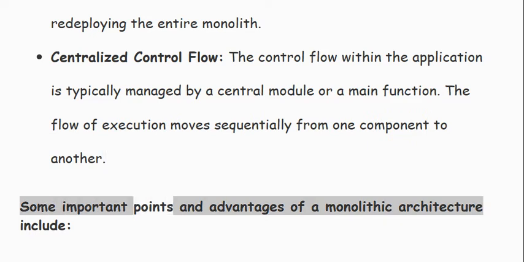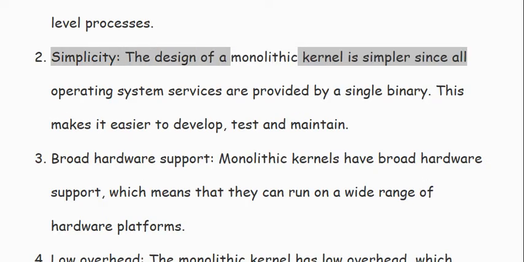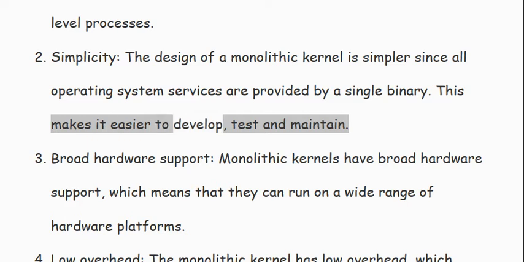Some important points and advantages of a monolithic architecture include: high performance. Monolithic kernels can provide high performance since system calls can be made directly to the kernel without the overhead of message passing between user-level processes. Simplicity. The design of a monolithic kernel is simpler since all operating system services are provided by a single binary. This makes it easier to develop, test, and maintain.